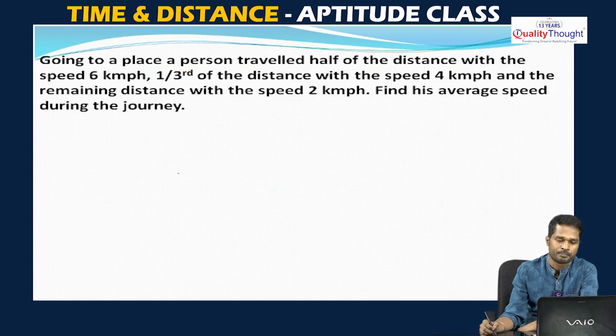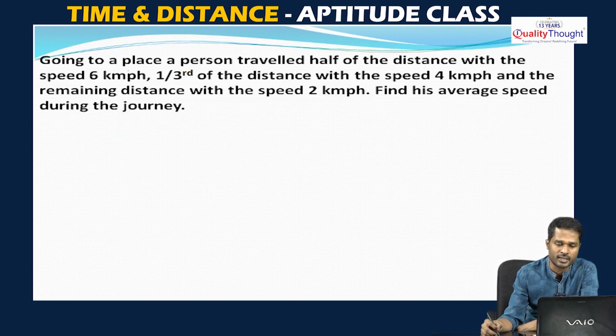The question says, going to a place, a person travelled half the distance with the speed 6 kilometers per hour, 1/3 of the distance with the speed 4 kilometers per hour, and the remaining distance with the speed 2 kilometers per hour. Find his average speed during this journey. Let's consider the total distance is d.